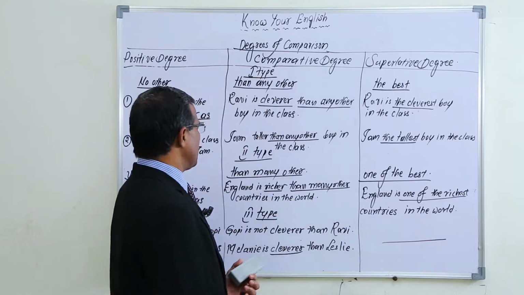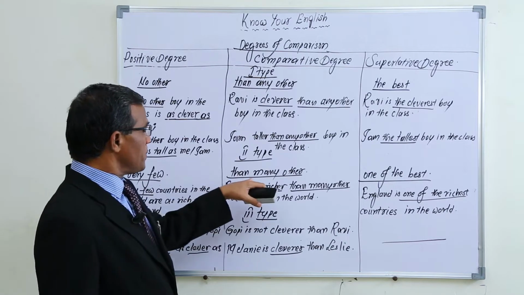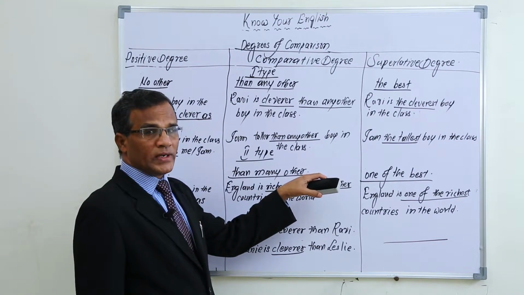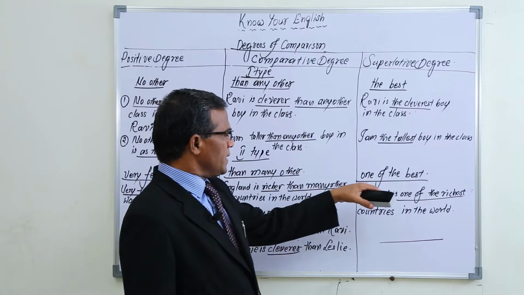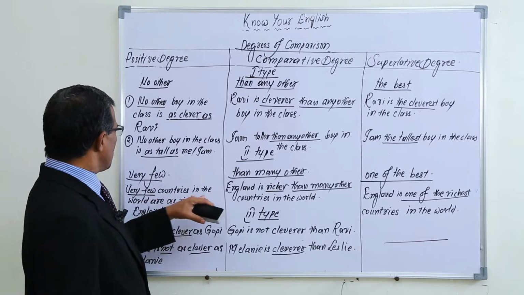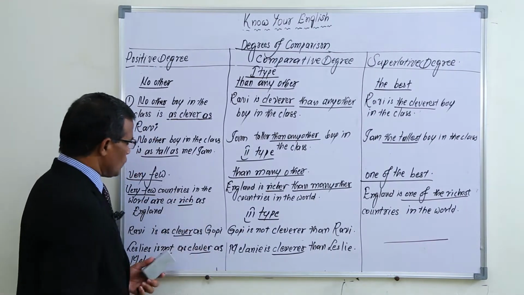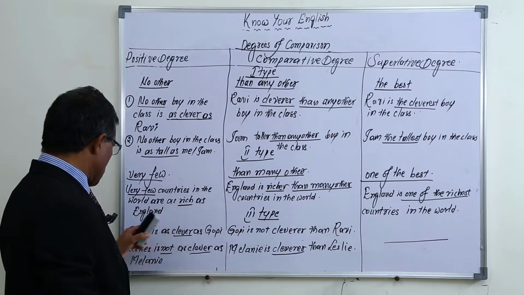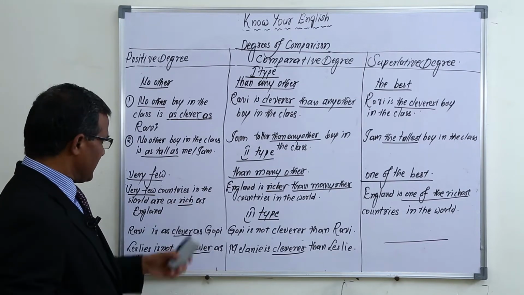Now the second type. When "very few" is there in positive degree sentences, in comparative you find "than many other" or "than most other", also sometimes, as per old English. And "one of the best" is used here. For example, you see, very few countries in the world are as rich as England.